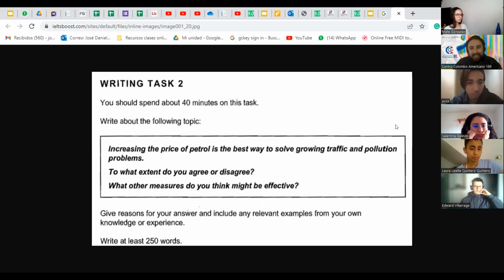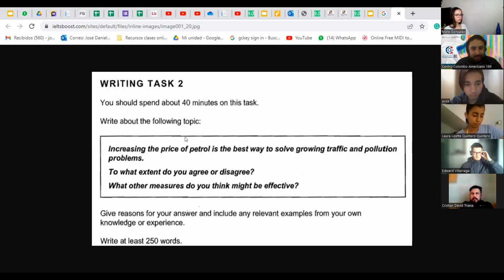So, this is one of the types of questions that you could get, in which you're given an idea and then you're asked to either agree or disagree with it. It's very similar to the exercise that we did with the debate, more or less. Yes? Only in written form, right? Give reasons for your answer and include any relevant examples from your own knowledge or experience. Write at least 250 words.